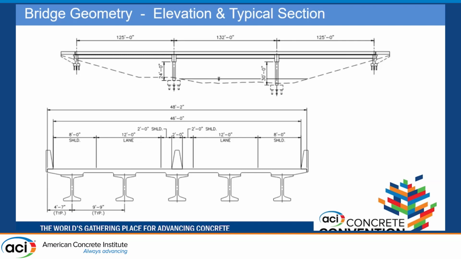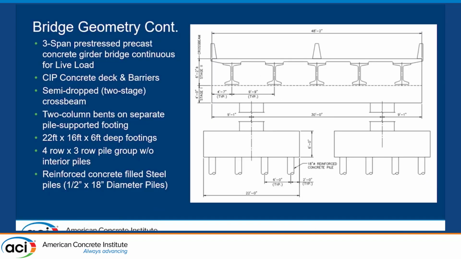So here's a quick picture of what this bridge looks like from an elevation view in a typical section. To define a little bit more of the bridge geometry that we used, we used 3-span pre-stressed concrete girders that are continuous for live load. We have cast-in-place decks and barriers. We have a semi-dropped 2-stage crossbeam.